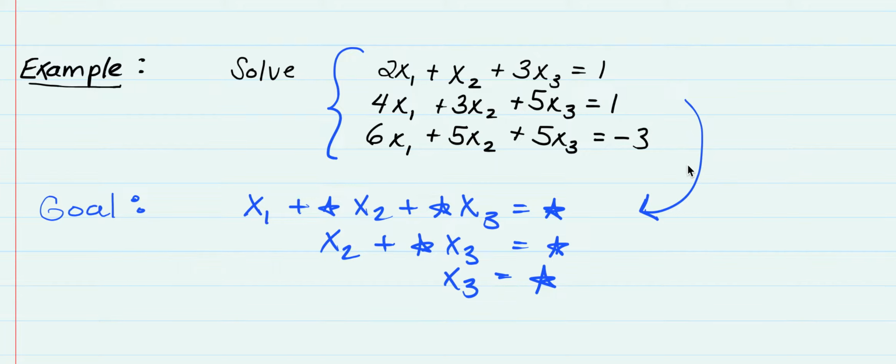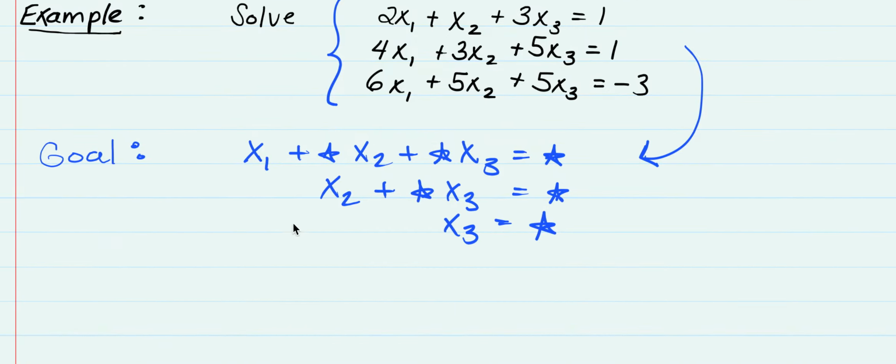Here we've got something really complicated and it's hard to see the solution easily. Okay, so that's what we want to do. We want to replace this complicated system with something like this that's a little bit nicer.